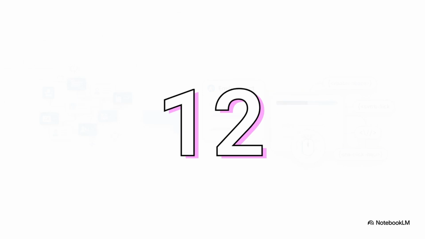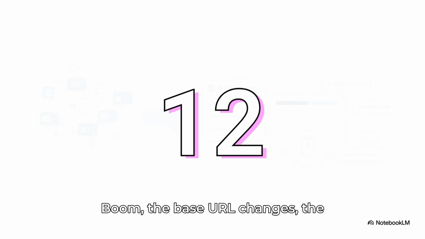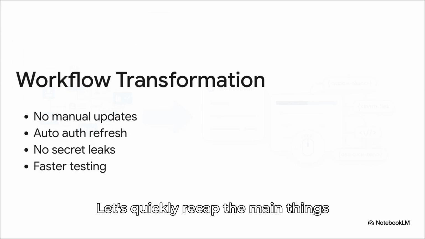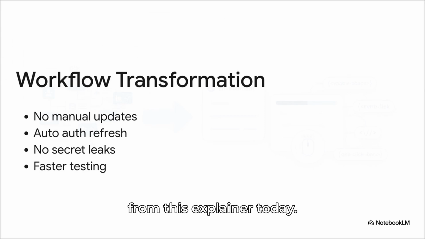But with our new setup, oh, it's a game changer. With just one single click of that environment dropdown in the top right corner, exactly 12 hard-coded URLs in their collection are instantly, and flawlessly, replaced with staging configurations. Boom. The base URL changes, the database IDs shift right over to their staging equivalents, and a fresh staging authentication token is dynamically injected. Let's quickly recap the main things you should take away from this explainer today.